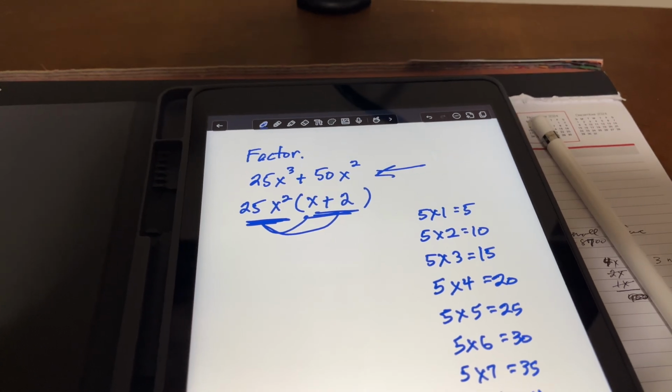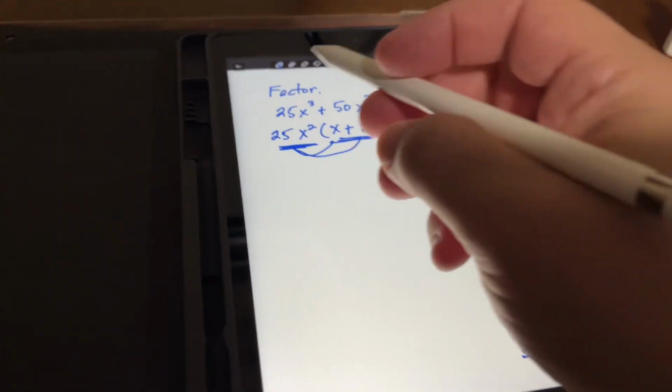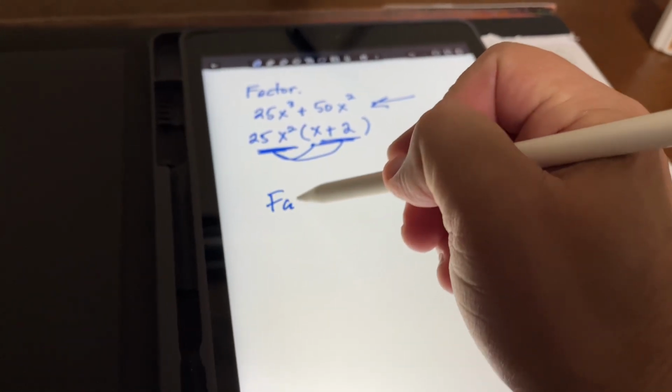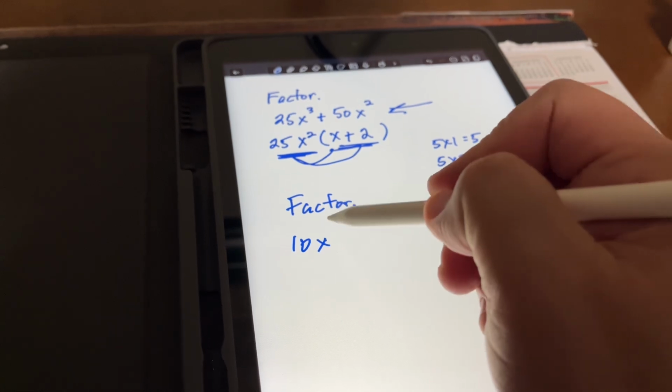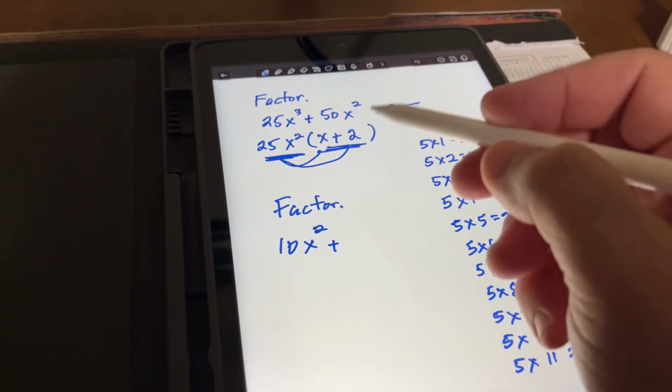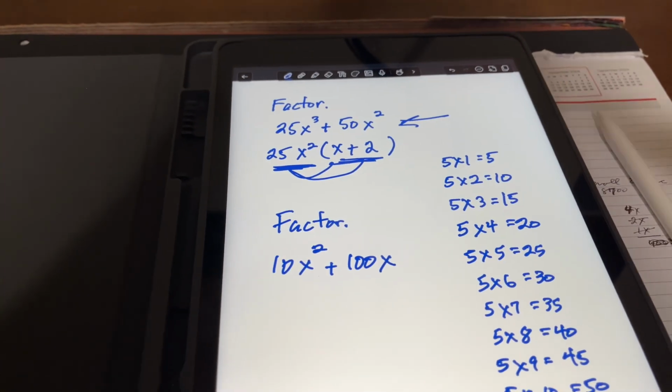Anyway, try this, look at this, see if you can do this one. See if you can factor, let's say, 10x squared plus 100x. Try that and put your answer in the comments.